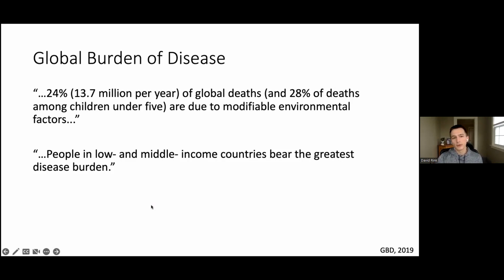According to their data, at least in 2019, approximately 24%, which approaches 14 million per year, of global deaths are due to modifiable environmental factors. This is unsurprisingly a burden that's disproportionately experienced in low and middle income countries. But I think it's worth noting that the US is not without its own share of issues, and that these issues follow a similar disproportionate burden on historically and presently disadvantaged and discriminated communities.